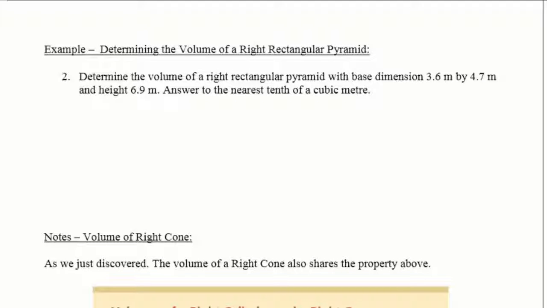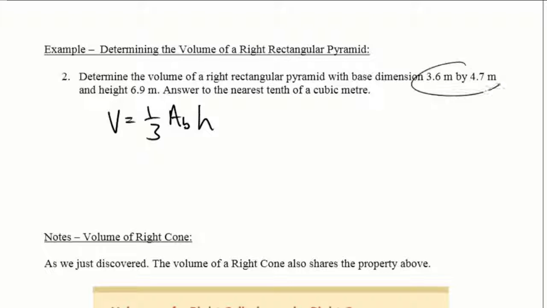This is kind of one of these rare examples where I think we're given everything we need. So I'm going to write down the volume. Again, off of our formula sheet, a right rectangular pyramid, it's going to be the area of the base, I'll write A with a little sub B, times the height.